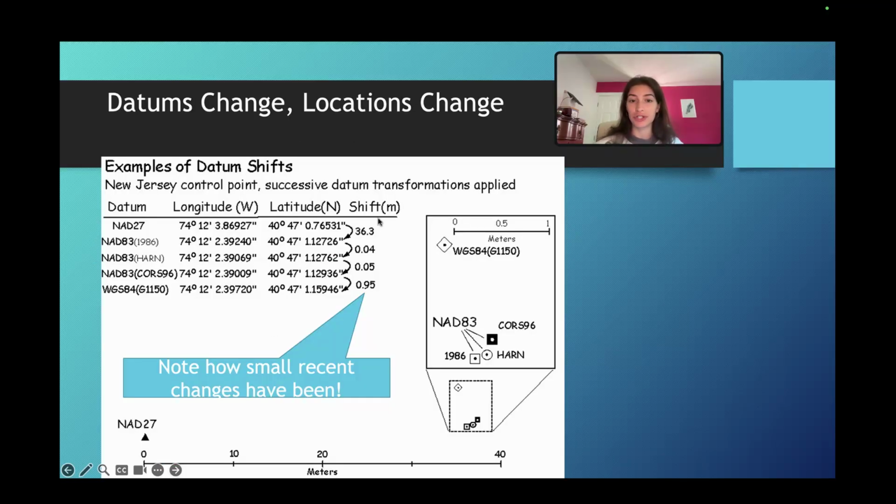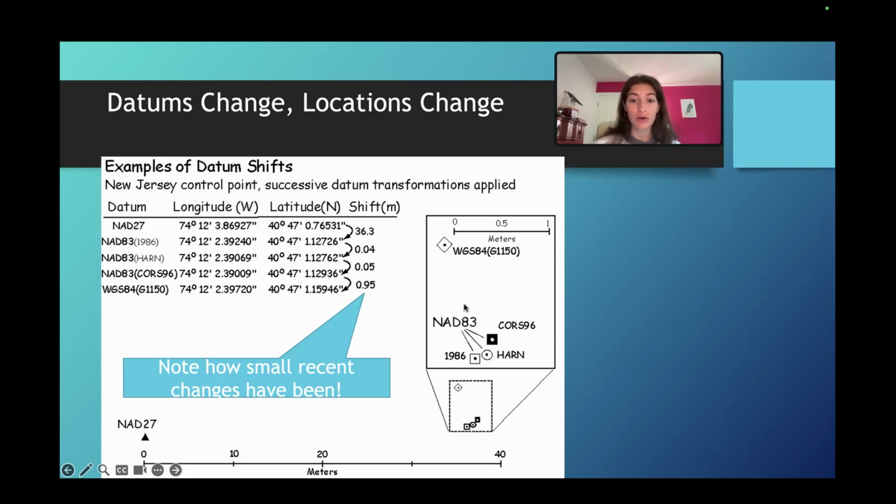I'm actually going to just quickly go over this slide. Look at NAD 27 versus NAD 83, the 86 version, the HARN version, the CORS 96 version, and then WGS 84. These are all different datums. They tell you the longitude as well as the latitude, and they also show you how much of a shift there has been between each version or each type of datum. You can see that there's a big shift from NAD 27 to NAD 83. It is about a 36.3 meter shift.